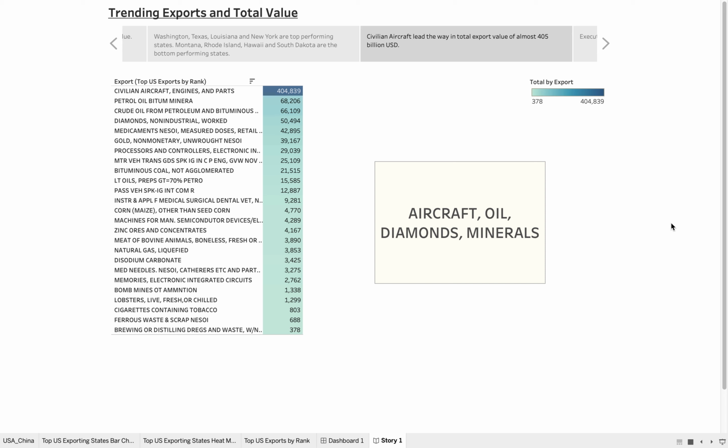I wanted to show that civilian aircraft engines and parts represent almost 405 billion worth of the total U.S. export value. So a pretty significant number right there, with petroleum oil and crude oil following not far behind at close to 68 and 70 billion. Diamonds and minerals followed not far behind that, right around 50 billion.